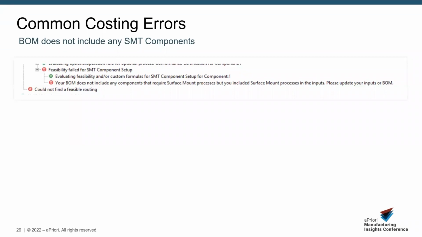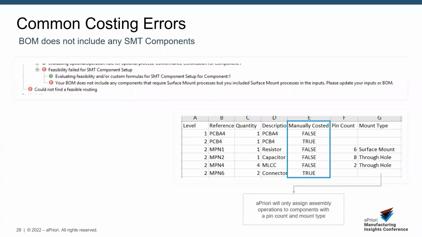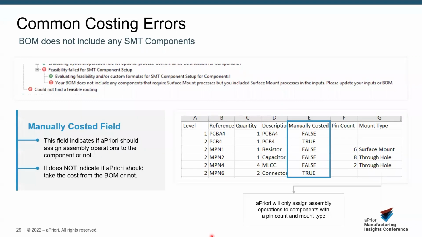This is a really common error. I'm sure folks have seen it before. You've loaded a bill of material, you know it had SMT components on it, and yet a priori says your BOM does not include any components which require surface mount processes. This will happen if you set the manually costed field in the bill of material to true for all of the components. This is a really common point of confusion with customers.